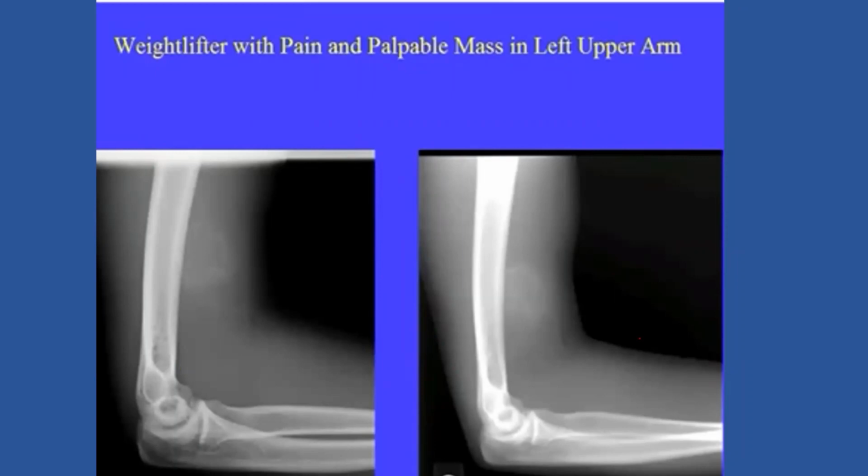This is a patient who likes to do weightlifting and all sorts of sports. He began to feel that there was a mass in the anterior aspect of his arm. If you look, this is a lateral view, a plain X-ray of the arm. You see that there is something which is fuzzy at the junction of the middle and distal third of the arm in the anterior aspect. But this is not sufficient.